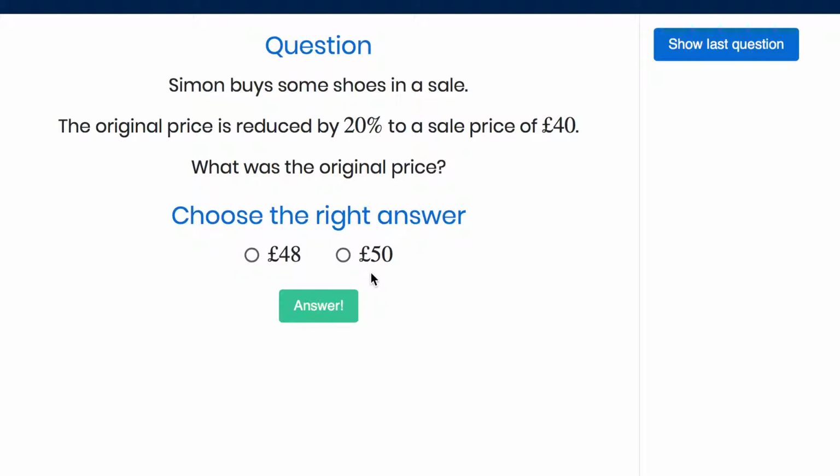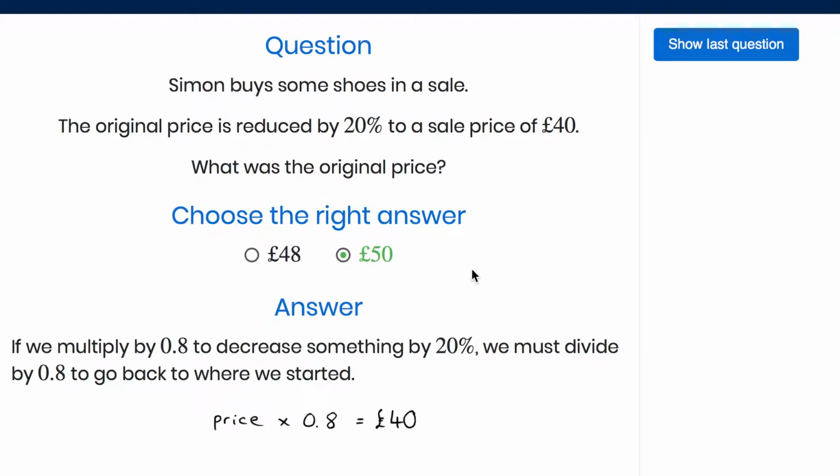Okay, so the correct answer is £50. And we'll see why using decimal multipliers. So here is the answer. Now if we multiply by 0.8 to decrease something by 20%, then to go back the other way to get the original price, we must divide by 0.8. And the reason why we use 0.8 is because 100%, which was the original price, minus 20% is equal to 80%. And 80% as a decimal is 0.8.